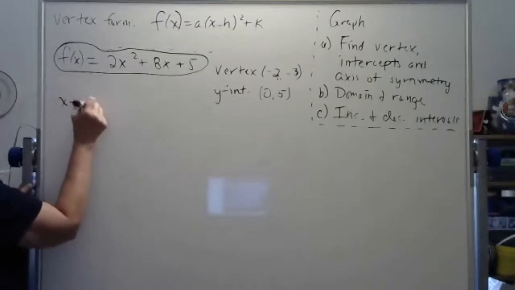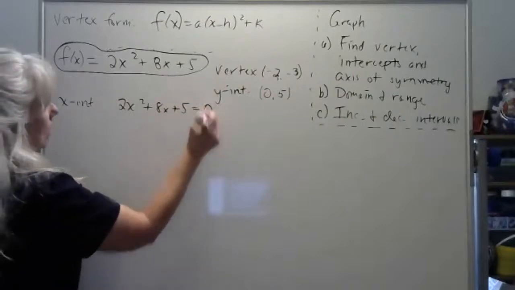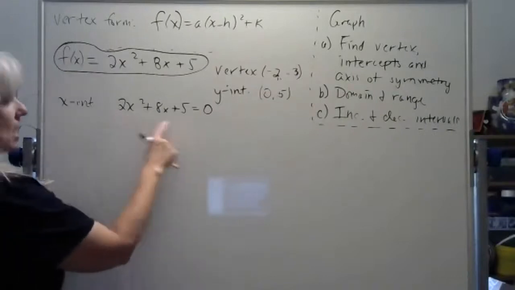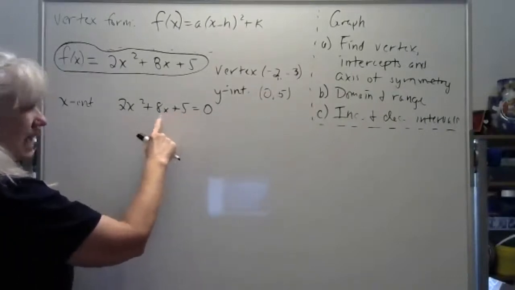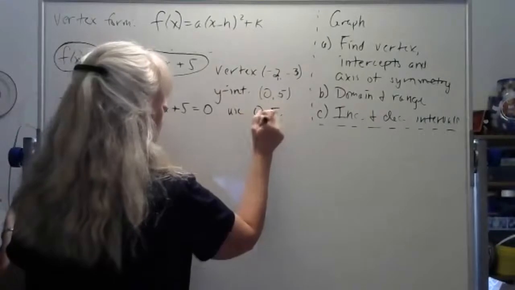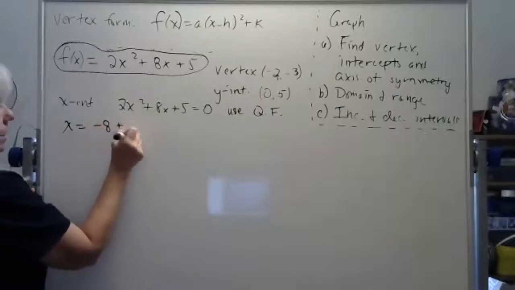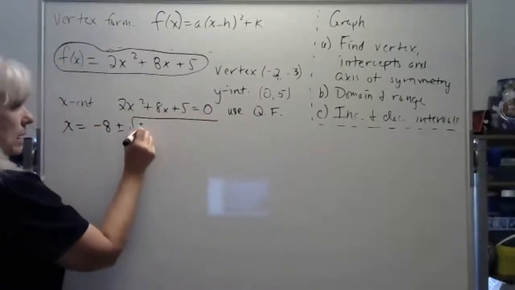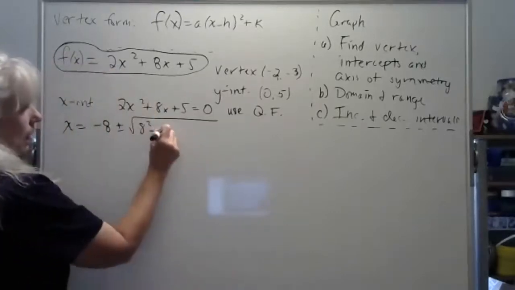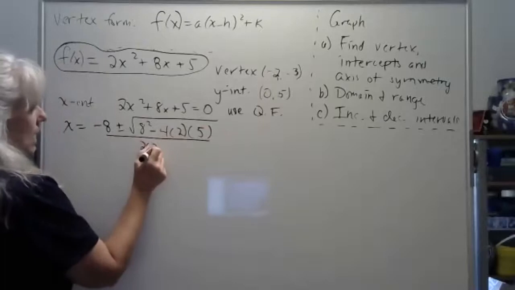To find the x-intercepts, we know we have to set the function equal to 0. So we check to see if it factors first. 2 times 5 is 10. There are no factors of 10 that add to 8. So I'm going to have to go to the quadratic formula. So we're going to use the quadratic formula. Okay. So x is equal to the opposite of b, plus or minus the square root of b squared. That would be 8 squared minus 4 times a, which is 2, times c, which is 5. All over 2 times a, which is 2.